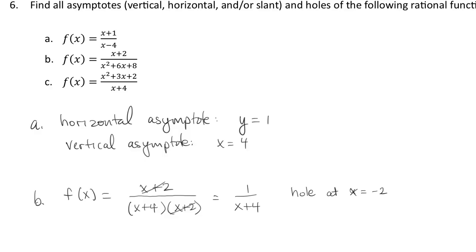So to actually find where that hole is on the graph, it's at x equals -2. And then if we place -2 into this function here, the simplified version, -2 plus 4 is 2. 1 divided by 2 is 1/2. So it's at the point -2 comma 1/2.